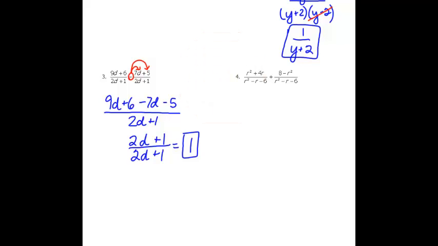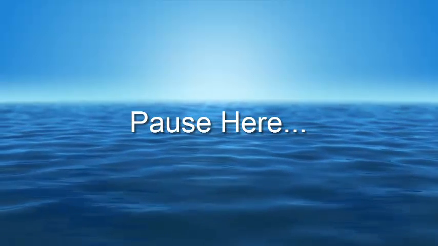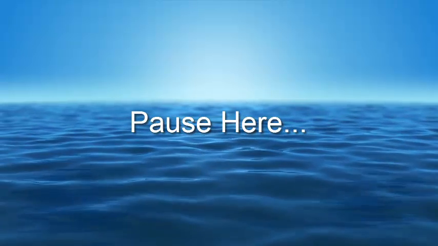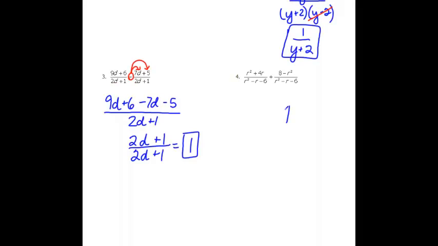Number 4. This is an addition problem and I have a common denominator. So why don't you try this one on your own and come back and check your answer. The final answer in this case is 4 over r minus 3. Hopefully you did well with that. If you didn't do well with that, you didn't factor at the end. So you need to be careful to factor when you're done also.